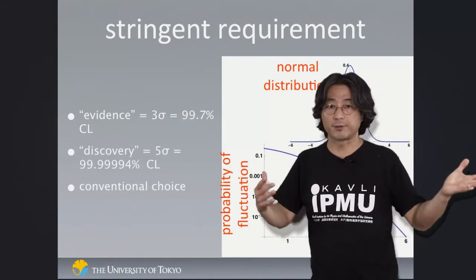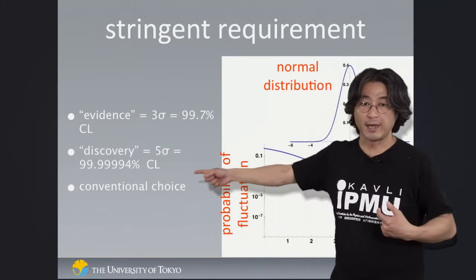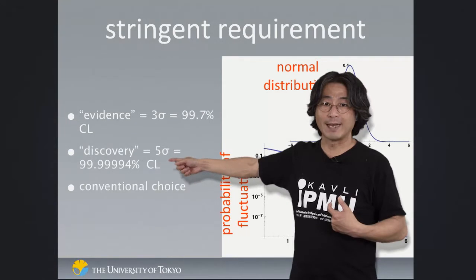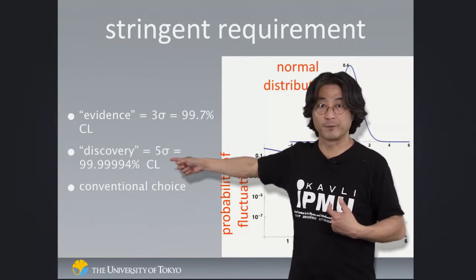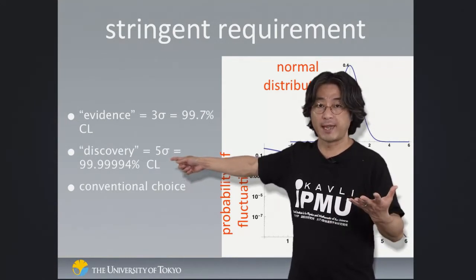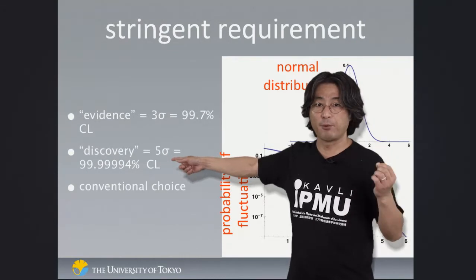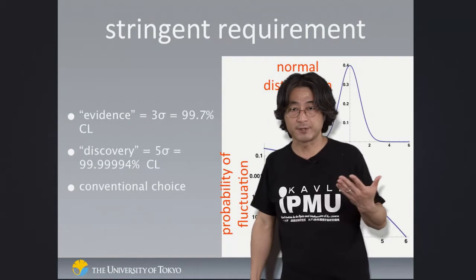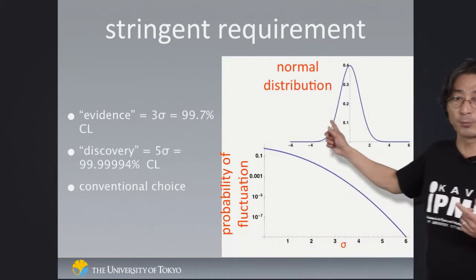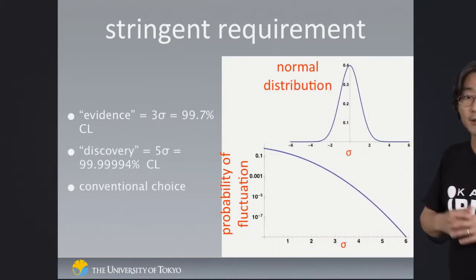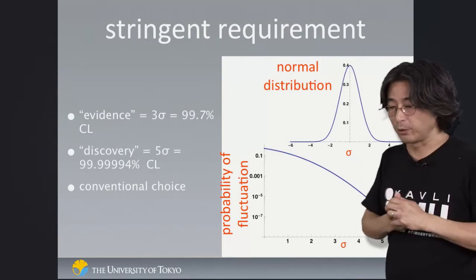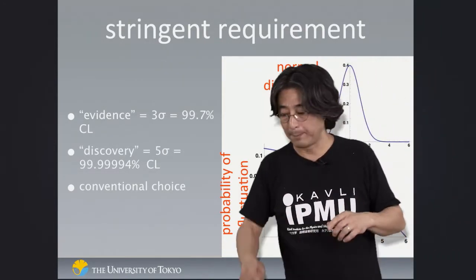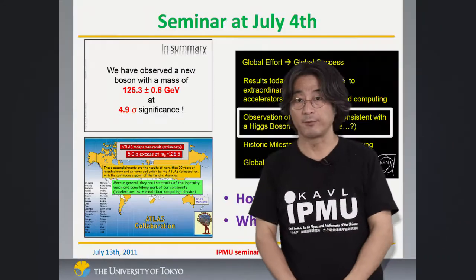But when you would like to say you discovered something, you would like to be sure 99.99994% sure. There's a probability of mistake only at the level of 0.00006%, and that is called 5 sigma based on this normal distribution of the errors. And so this is just a conventional choice for claiming discovery, but this has been actually kept quite well in the community of physicists.